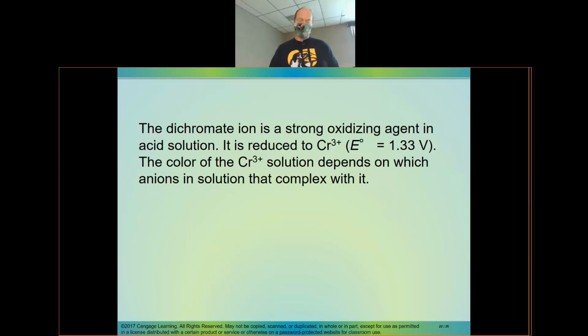All right, and the dichromate, again, we used it in our oxidation reduction titration because it is a very strong oxidizing agent. It has a very large E naught value of 1.33 volts for its reduction potential.